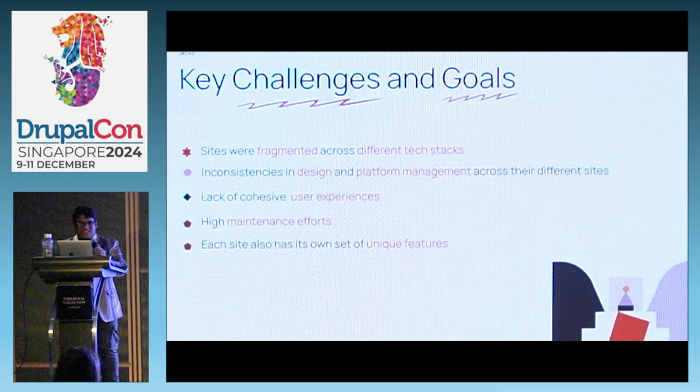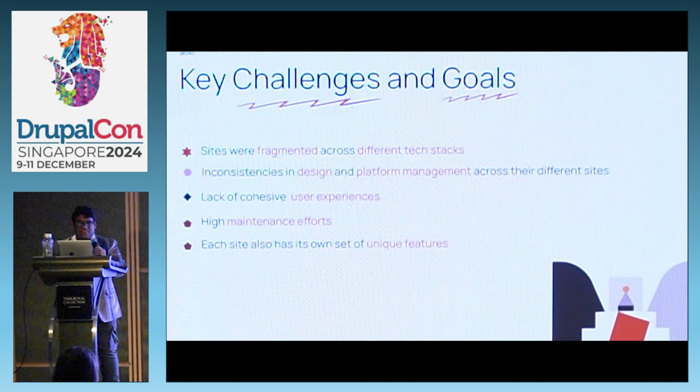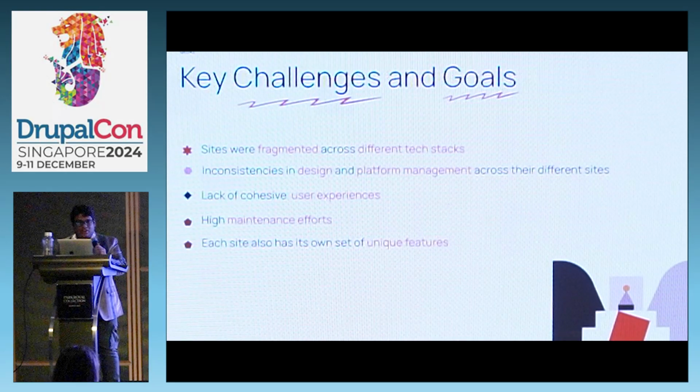So let's talk about some key challenges. Like I mentioned, sites were fragmented across different tech stacks. Diabetes.org was on Drupal 9, professional.diabetes.org was on Drupal 7, and the Diabetes Food Hub was on some custom legacy CMS. Since each site was using different technology, they each had a different design language, and there were design inconsistencies. There was a lack of cohesive user experience.